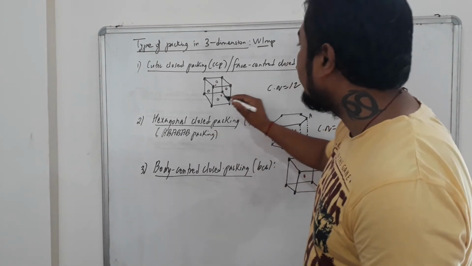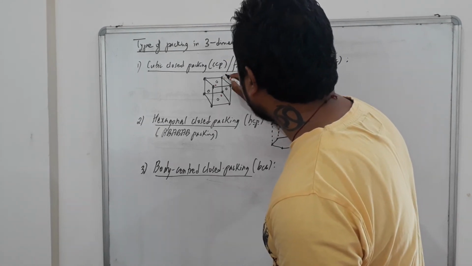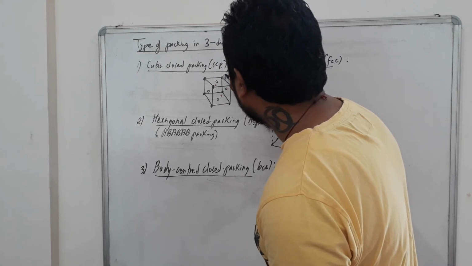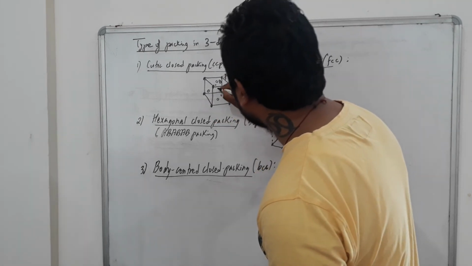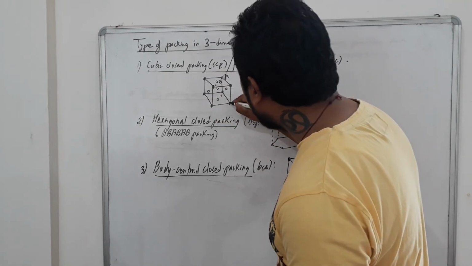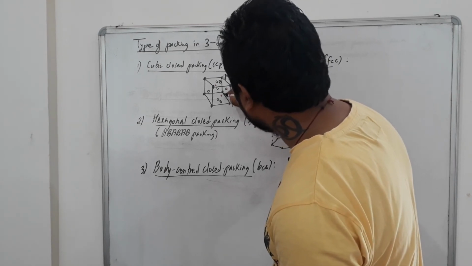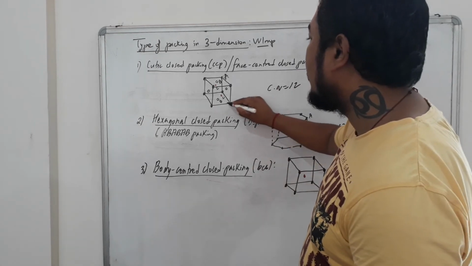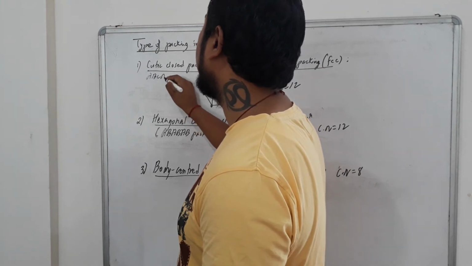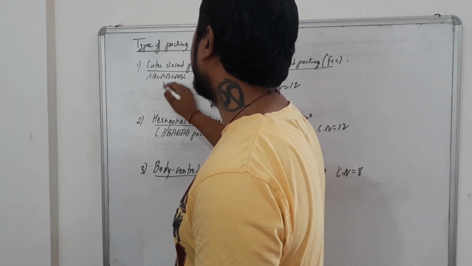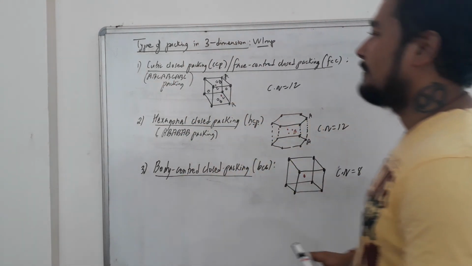Now if I had to give the name, let us consider this black as A, students. Black as A, and this one without shaded one be B and this red one be C. Again I am repeating: let us consider the black one as A, unshaded one is B and the red is C. So therefore it is called ABC packing. Another name of this one is ABC packing.